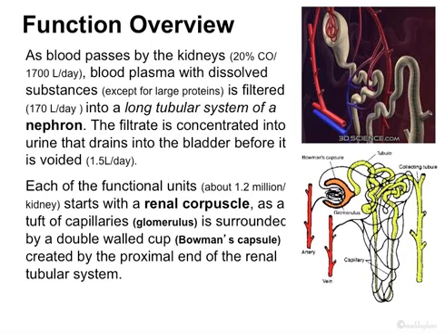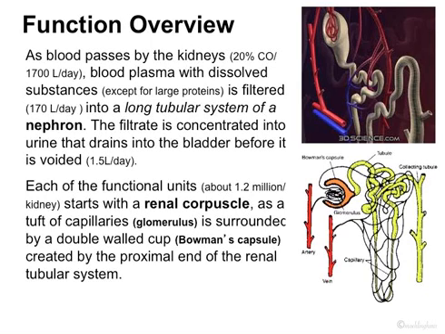Alright, let's look at an overview of the function of the kidney. So what happens is blood passes by the kidneys. It's about 20% of the cardiac output. So that's quite a bit of blood. That amounts to about 1,700 liters or 1,700 quarts per day. Blood plasma with dissolved substances.